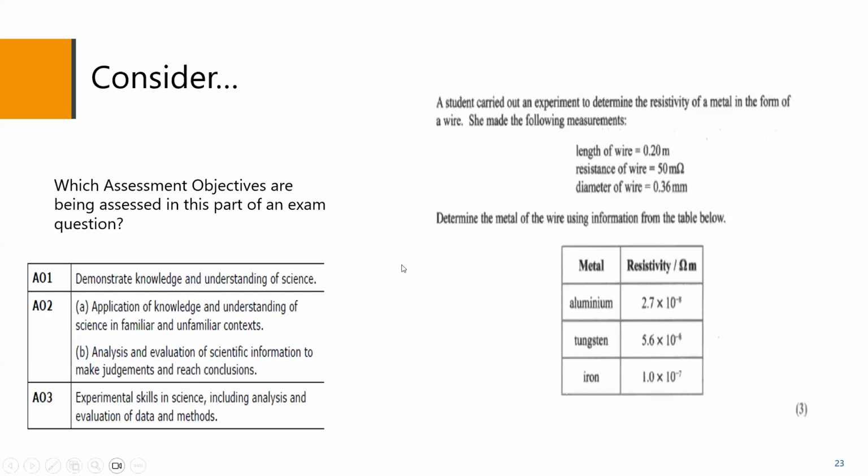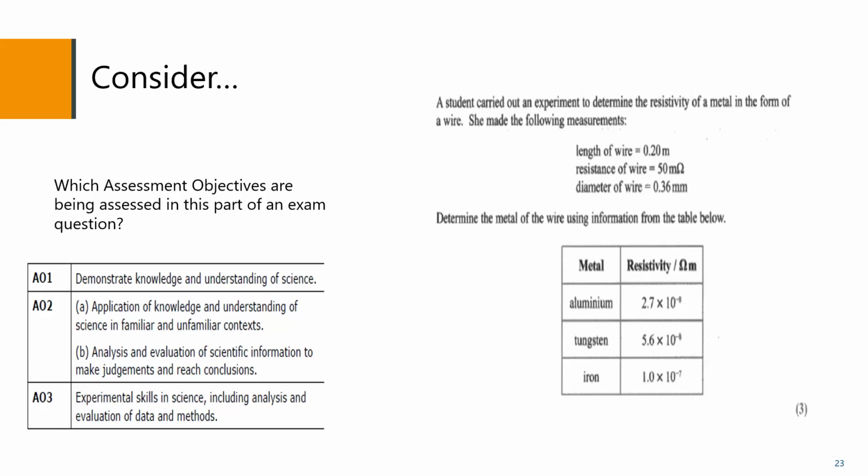So consider for a moment which assessment objective or objectives are being assessed in this part of an exam question. Here's the exam question on the right-hand side of the screen. A student carried out an experiment to determine the resistivity of a metal in the form of a wire. She made the following measurements: length of wire 0.2 meters, resistance of wire 50 milliohms, diameter of wire 0.36 millimeters. Determine the metal of the wire using information from the table below, which gives the resistivity in ohm meters for aluminium, tungsten and iron.